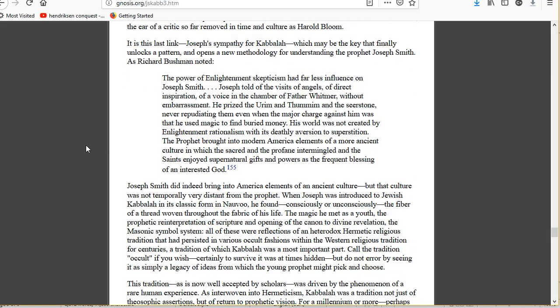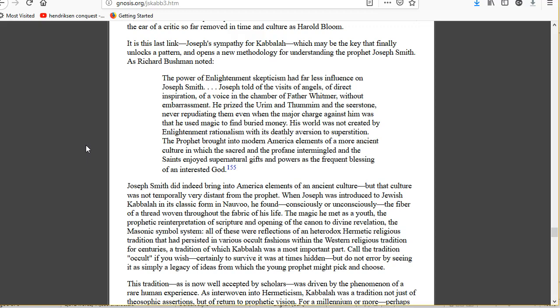It is this last link, Joseph's sympathy for Kabbalah, which may be the key that finally unlocks a pattern and opens a new methodology for understanding the prophet Joseph Smith. As Richard Bushman noted, the power of Enlightenment skepticism had far less influence on Joseph Smith. Joseph told of the visits of angels, of direct inspiration, of a voice in the chamber of Father Whitmer, without embarrassment. He prized the Urim and Thummim and the seer stone, never repudiating them, even when the major charge against him was that he used magic to find buried money.